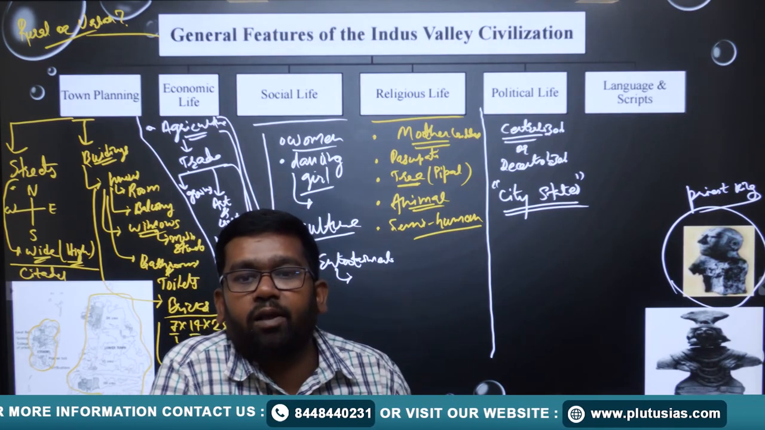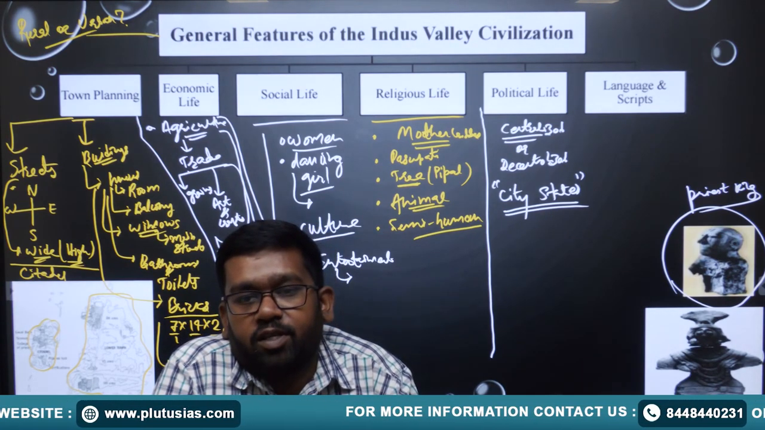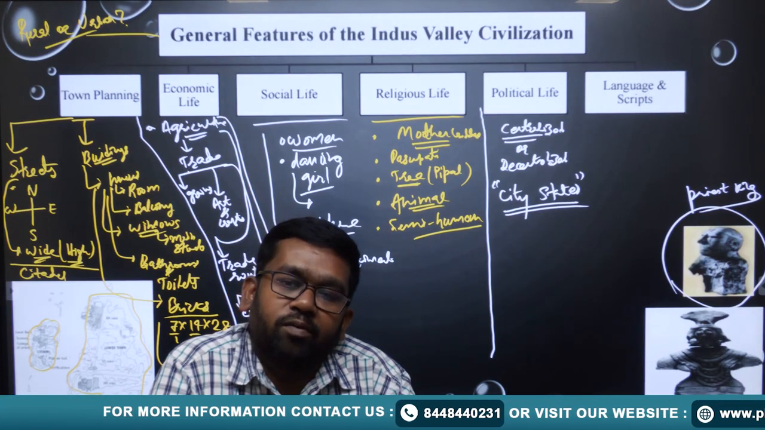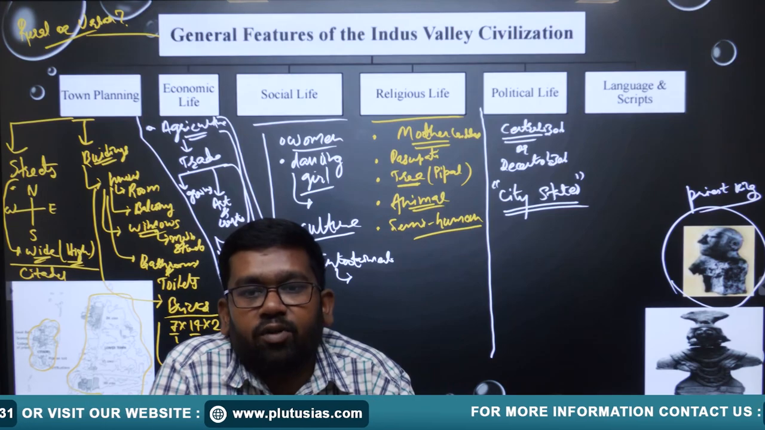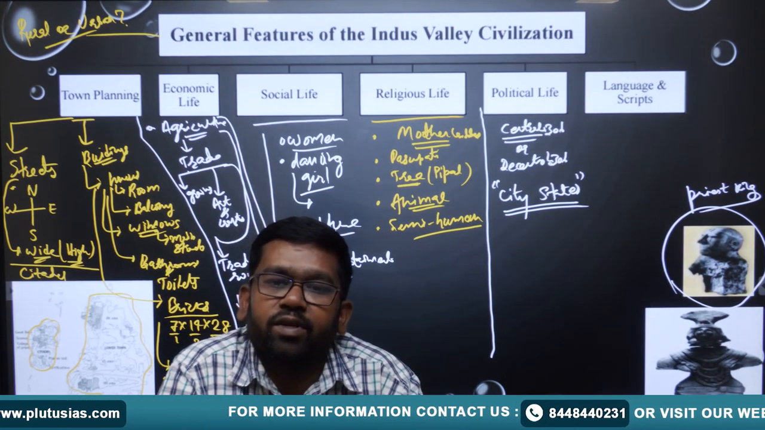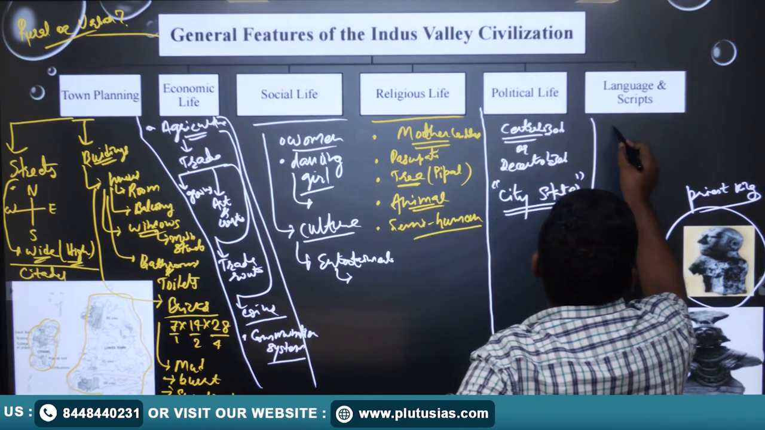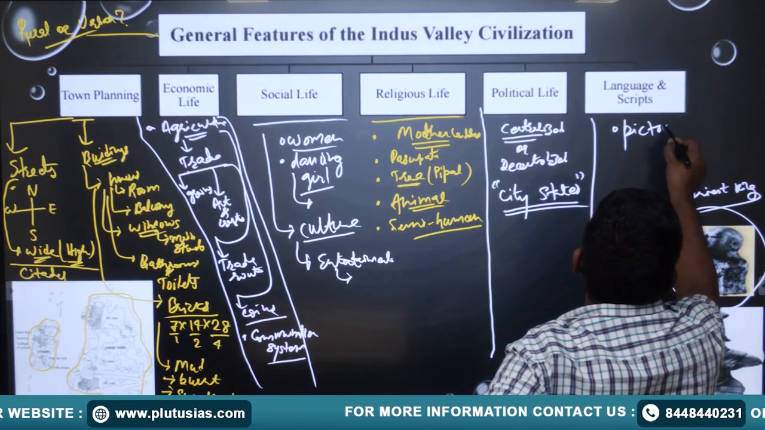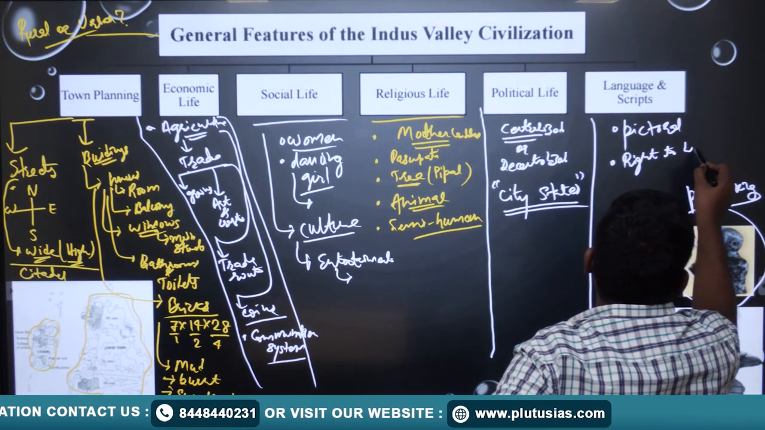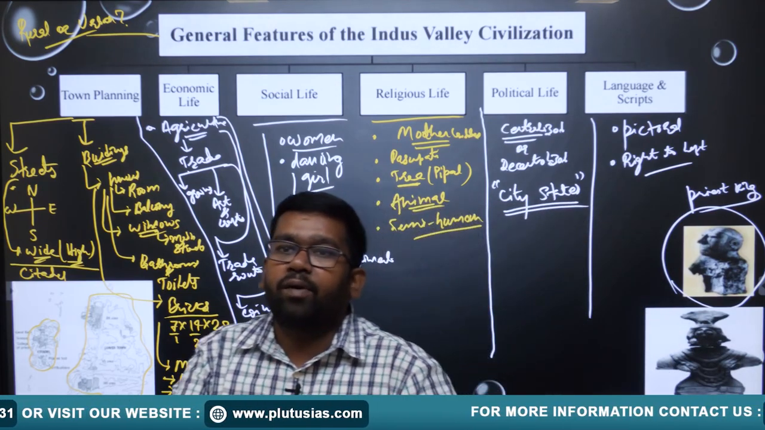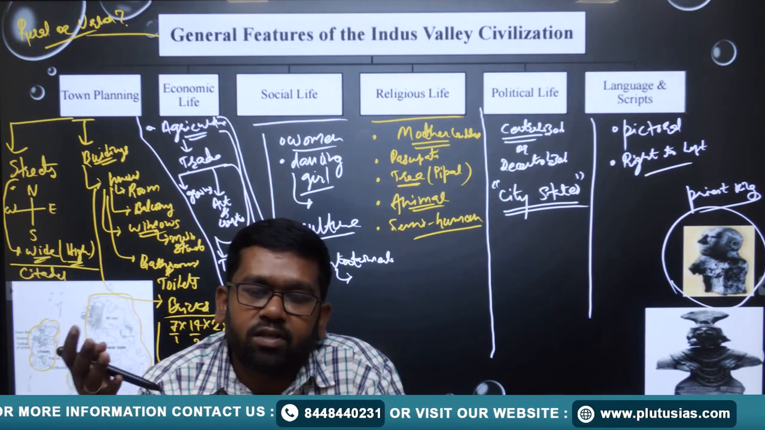If we go further, the language and script is the other feature. Till now, we have not deciphered the main language of the Indus Valley people. Historians have counted about 356 alphabets. Some say it has more than 500 alphabets, so historians have no common consensus on the number of alphabets. But one of the main features is that the language was pictorial in form, and it was written from right to left. So this is one of the few examples of the general features of the Indus Valley civilization that we discuss now.